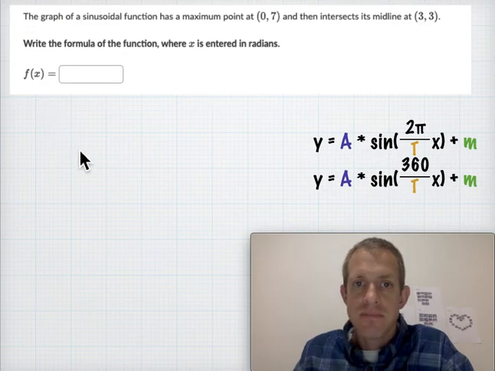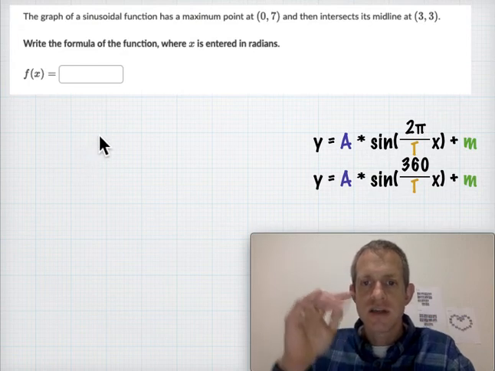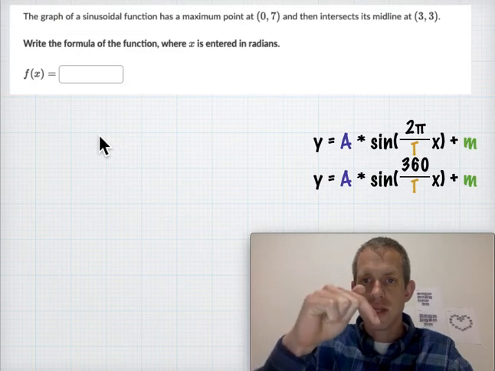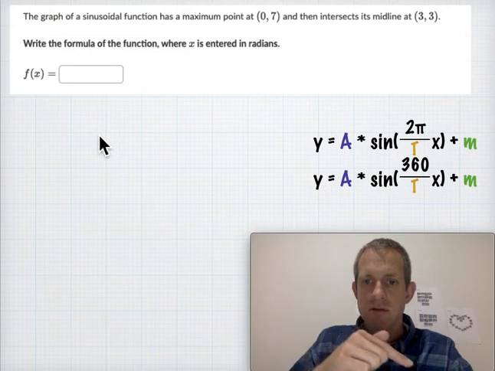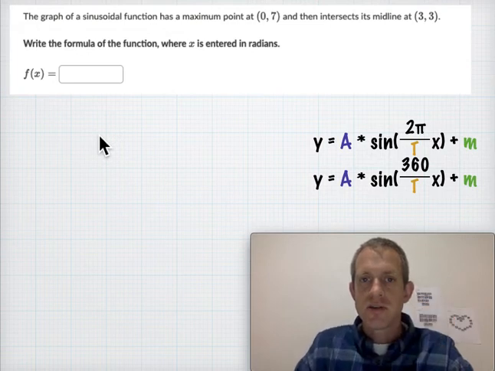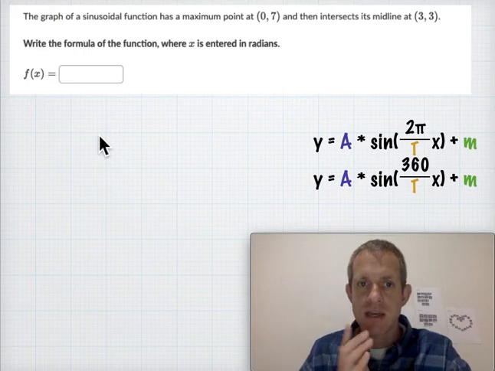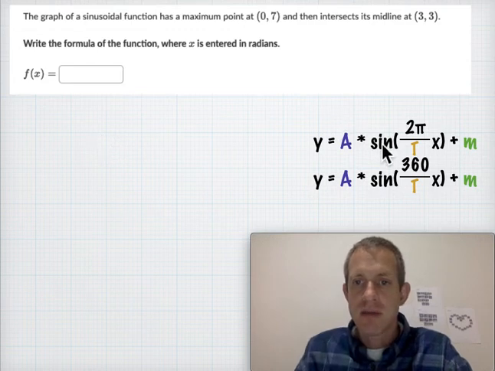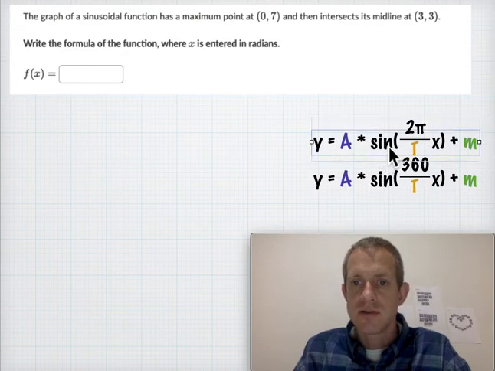And so I'm going to think about what that graph looks like for a moment. It starts up high at (0, 7). Then it comes down and it meets its midline at (3, 3). And then as I continue, it must reach its lowest point and then go back up and eventually reach its maximum again. So the curve that I just traced out there is not a sine curve actually, but a cosine curve. And these models work just the same using cosine instead of sine. And so I want to use a cosine here.